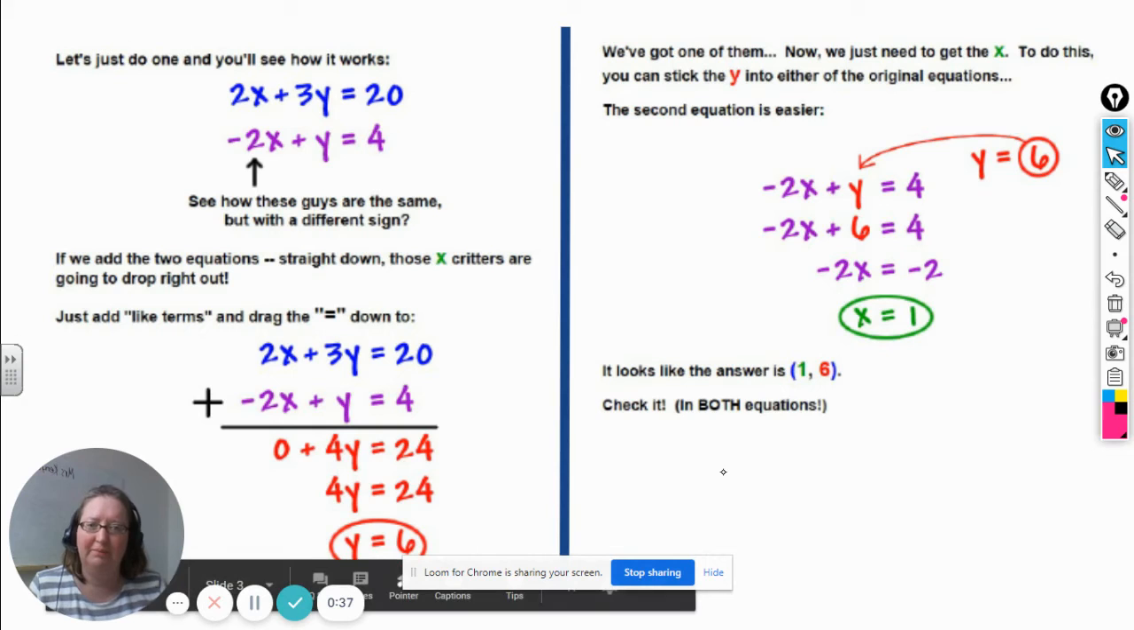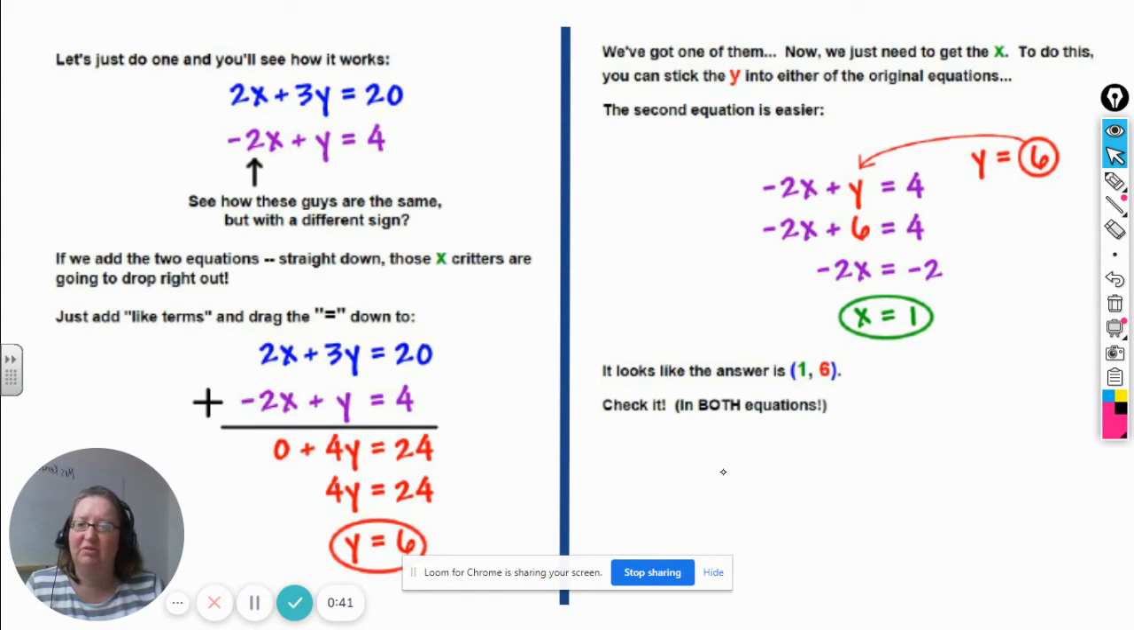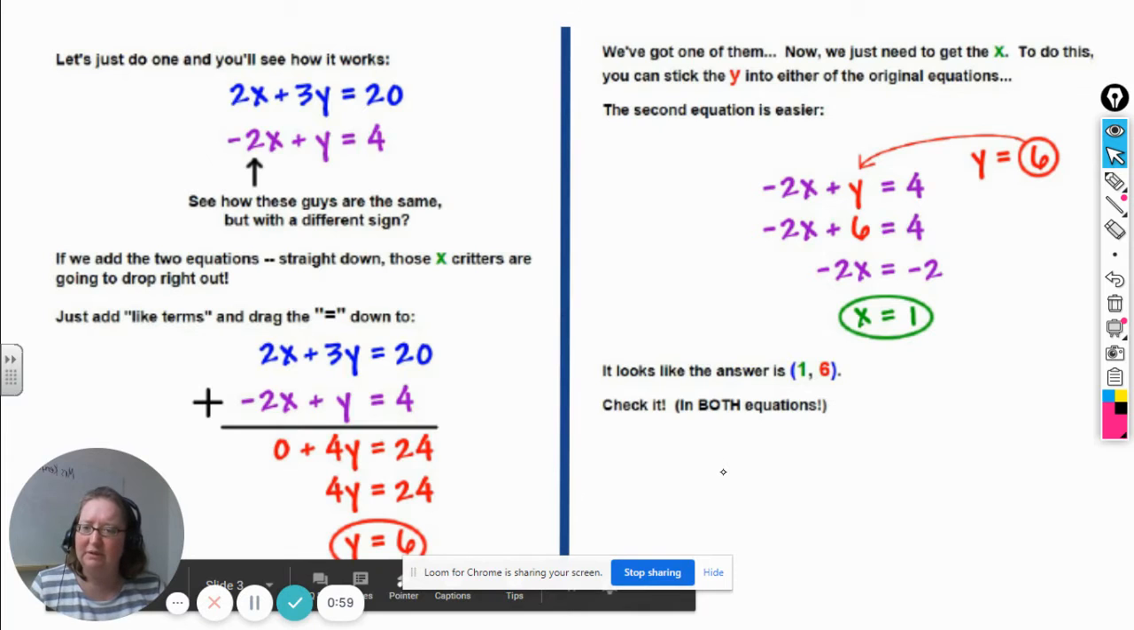Let's walk you through it. So we're going to line these up together, where the x's are on top of the x's, the y's are on top of the y's, and then the constants are on top of each other, and the equal signs are on top of each other. If we add these together, look what happens, 2x and minus 2x. So 2x minus 2x, all those x's cancel out.